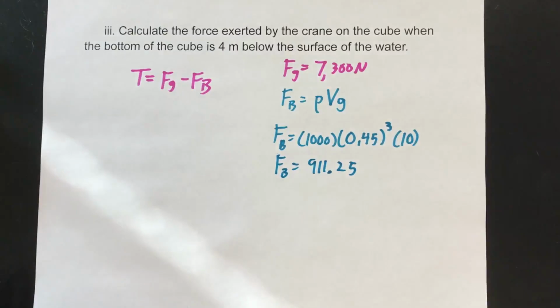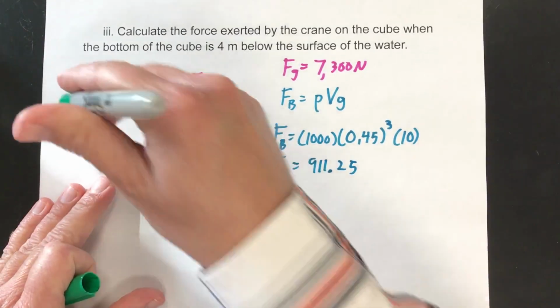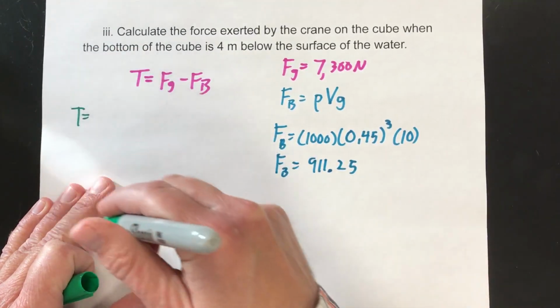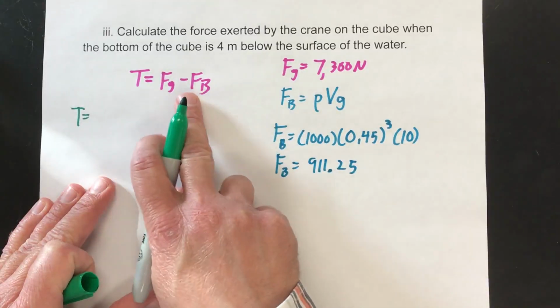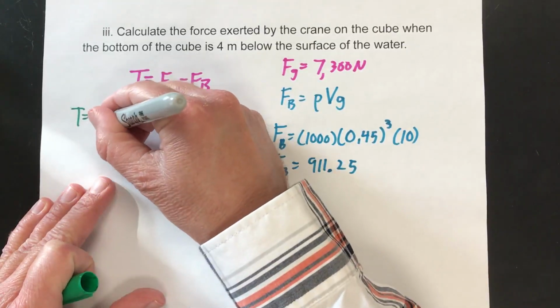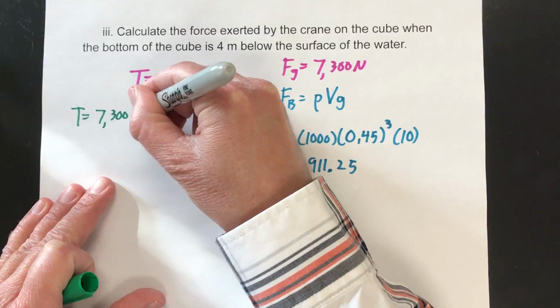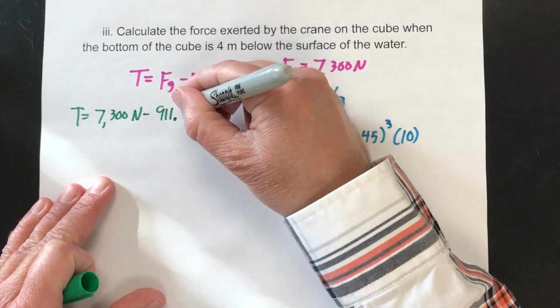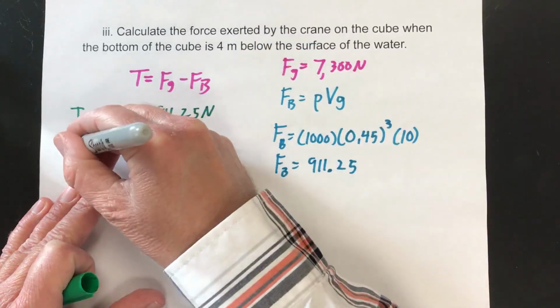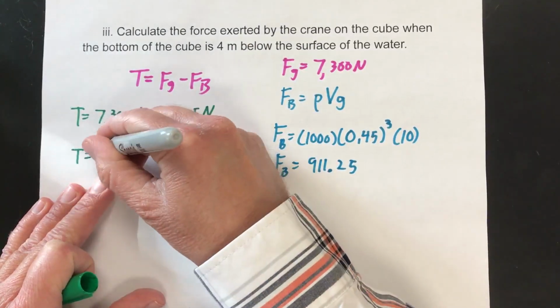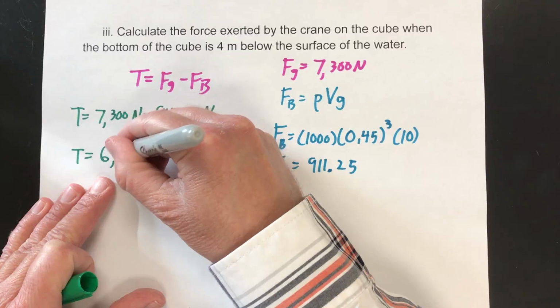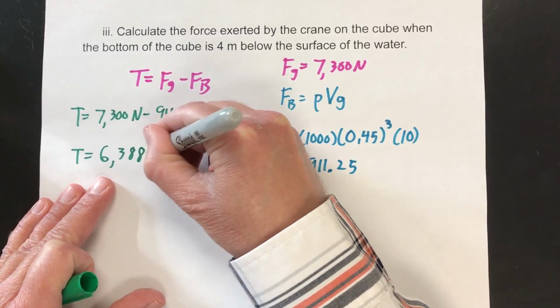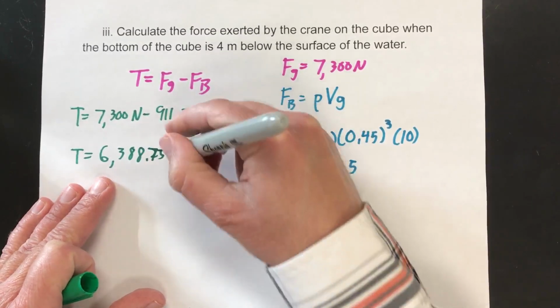So now we're ready to plug back into this equation here. So our tension then will be our weight minus our buoyant force. So 7,300 newtons minus 911.25 newtons. And so that will give us a total of about 6,388.775 newtons.